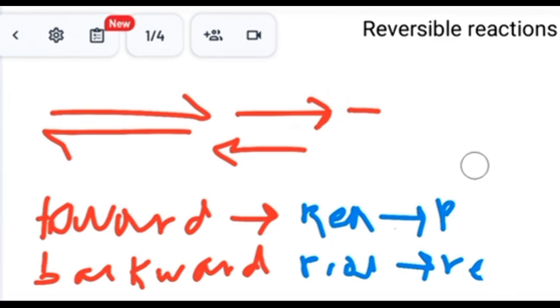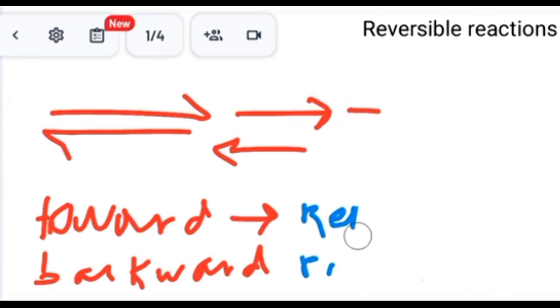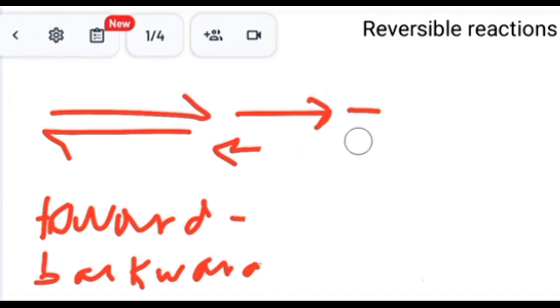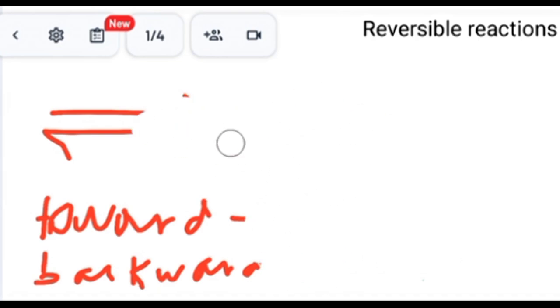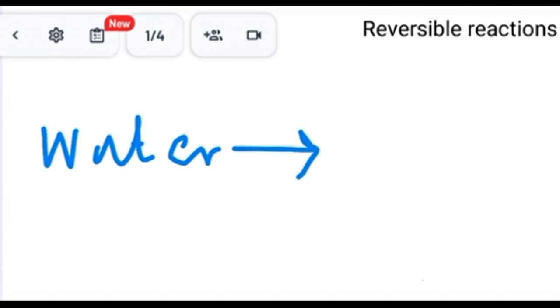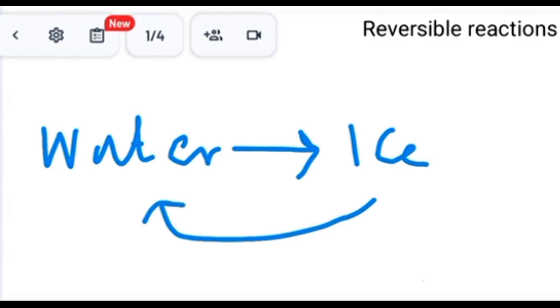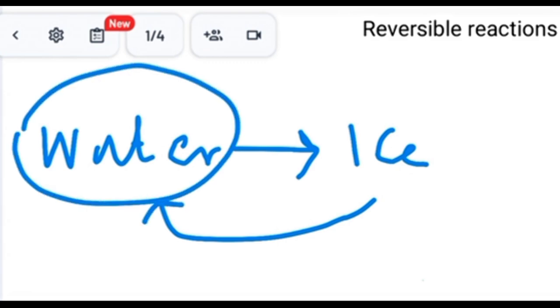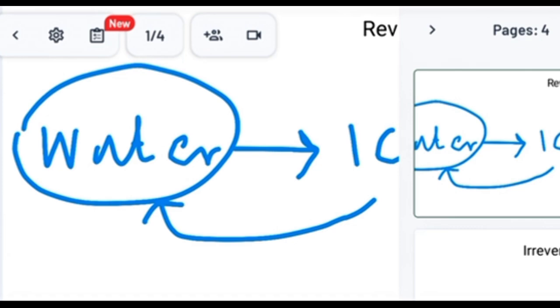And if you want a real life example of reversible reactions, we've got water. Okay. So if you freeze water, you get ice, and if you leave the ice outside at room temperature, it would melt back into water, right? So that's a reversible reaction. So we've got water. If you freeze water, you're going to get ice, and then ice can go back to its original form if you leave it at normal room temperature. Okay, so this is a real life example.